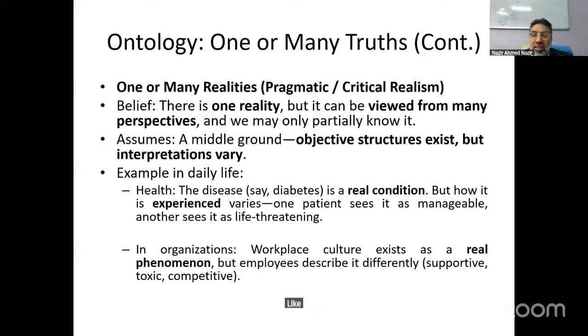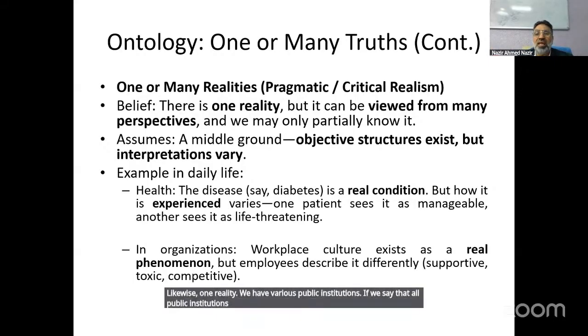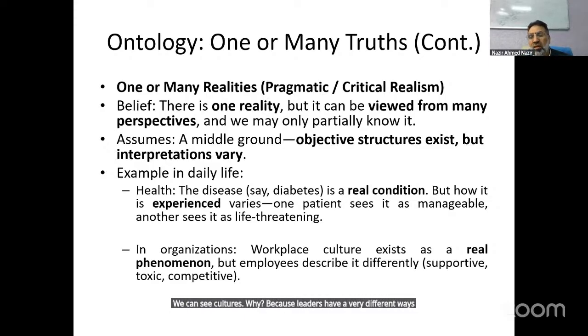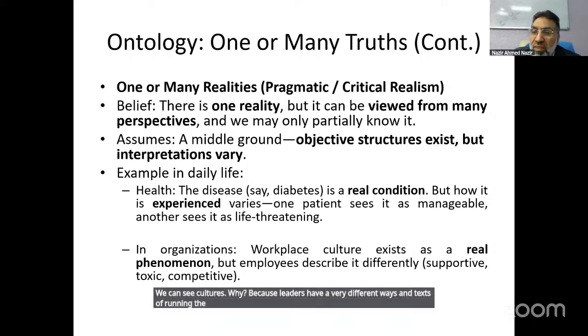Likewise, one reality, we have various public institutions. If we say that all public institutions will have a similar kind of organizational culture, that would mean one reality in existence. Many realities would mean that different public institutions will have different cultures. Why? Because leaders have very different ways and tactics of running the affairs of the institutions. So it depends upon that.